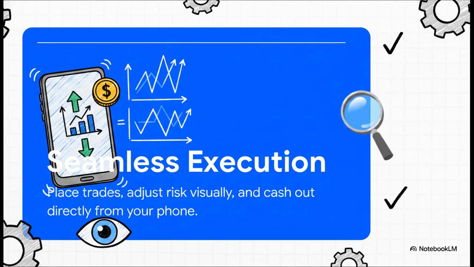Our big goal today is what we call seamless execution and management. But what does that actually mean for you when you're staring at your screen? Well, it's basically the ability to confidently place a trade, adjust your risk visually right there on the chart, and cash out directly from your phone. No guessing, no panic tapping, just total, confident control over your trades.